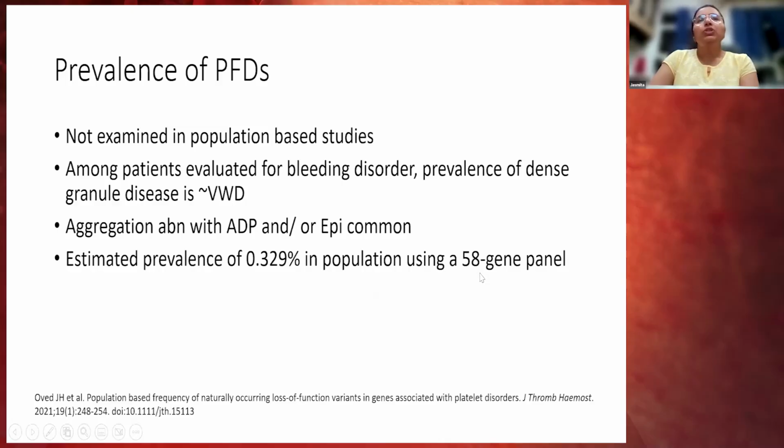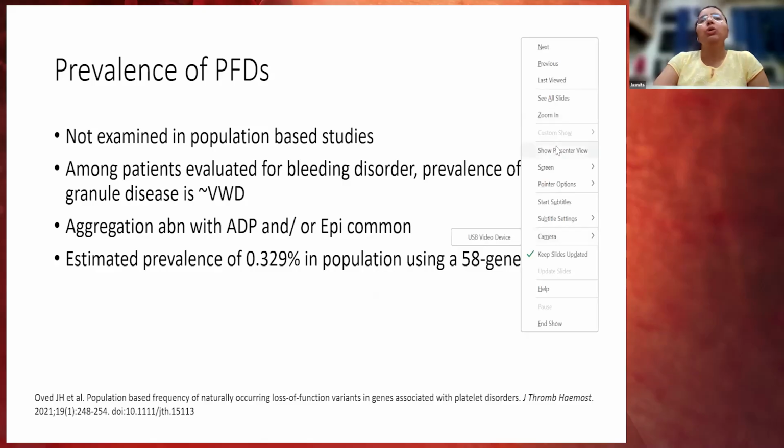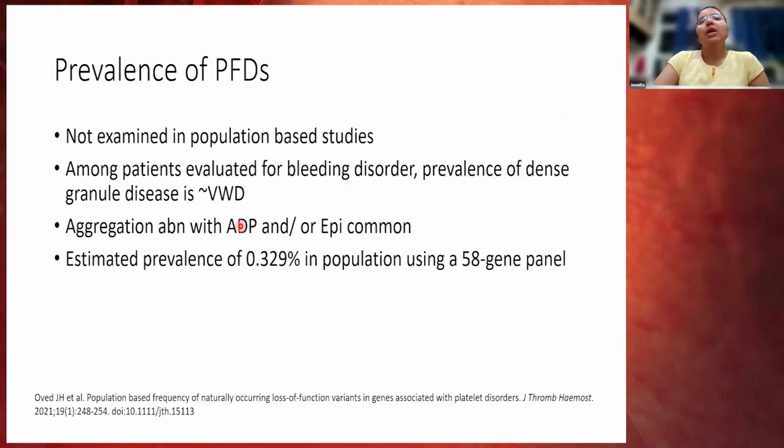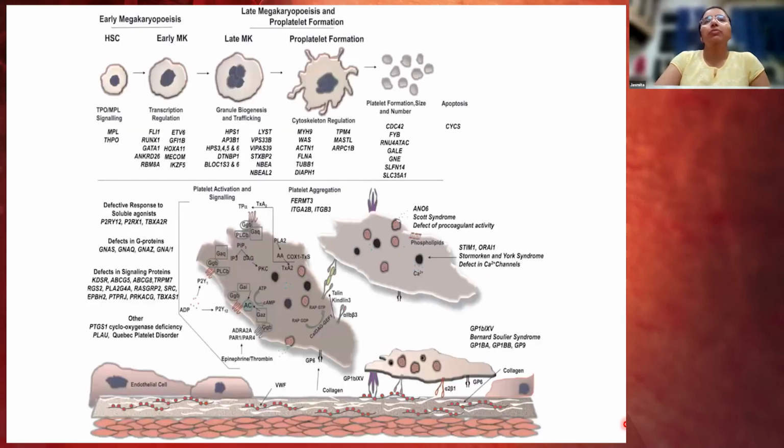So when we talk about prevalence of platelet function disorders, it has not been examined in population-based studies, but among the patients evaluated for a bleeding disorder, the prevalence for dense granule disease is estimated to be similar to von Willebrand's disease. And the reason for this is that you have mild aggregation abnormalities with ADP or epinephrine, which are fairly common. However, using the gene sequencing tool, a prevalence of about 0.3 to 9% was shown when a 58 gene panel was applied.